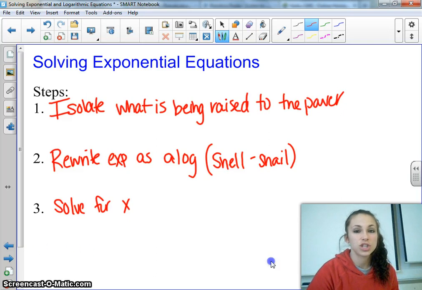You do not have to check your answers for an exponential equation because you can plug anything into an exponential equation. The domain is all real, so you don't have to worry about checking your answer and making sure that it's correct. So let's do a couple of examples.